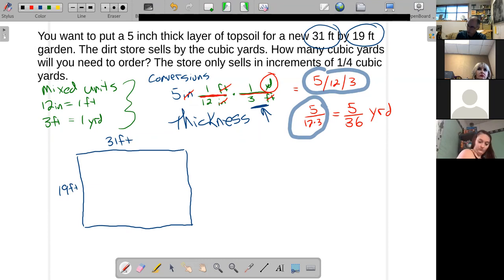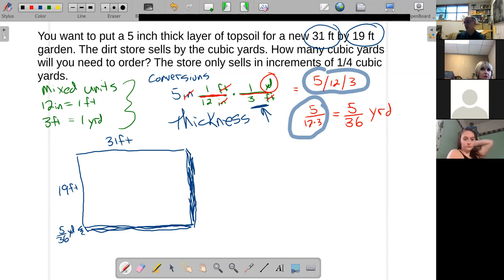But then it's also a little bit thick, right? We're going to fill this up with dirt. I'm just trying to make it look like a box filled with dirt. Big box filled with dirt. All right, and we calculated that thickness right there to be 5 out of 36 yards.